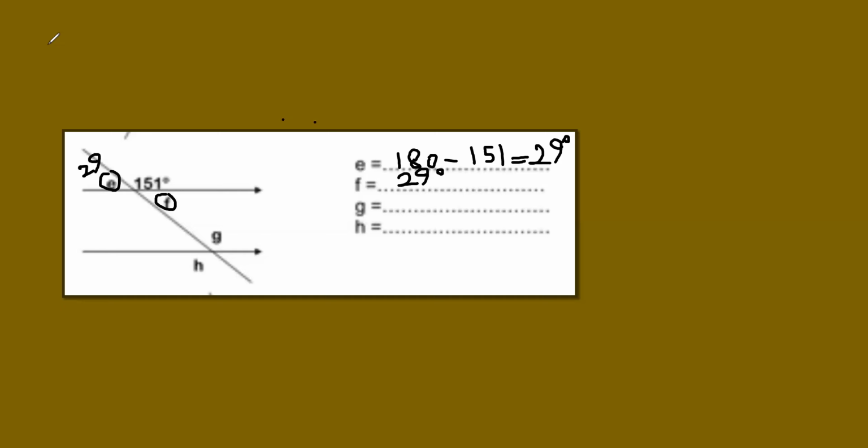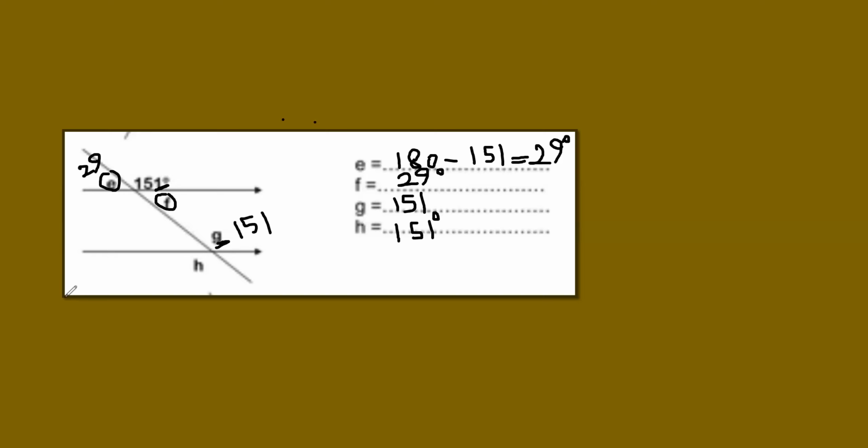But G equals 151. Why? Because both of them are corresponding angles, both of them over the parallel lines. So G equals 151 directly, both of them over the line. So we call them corresponding angles. H equals G because they are opposite angles. So H also equals 151 degrees.